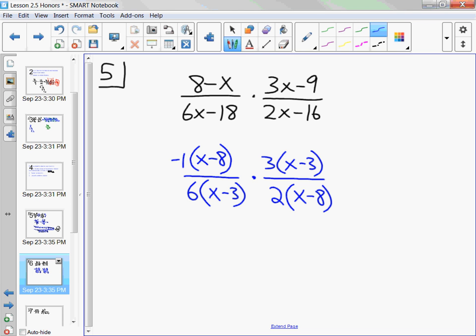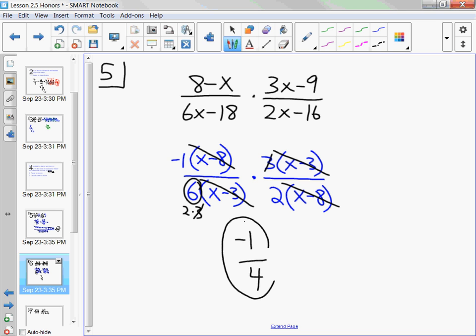It's a little trick in algebra that we're going to use quite a bit this year, actually, especially when we get to trigonometry. So what cancels out? Well, I can only cancel out factors. That's things multiplied by something else. So x minus 3's cancel out, and the x minus 8's cancel out. And also, this 6 right here can be written as 2 times 3, and those 3's will cancel out. So on the top, all I have left is that negative 1, and on the bottom I have a 2 times 2, which is 4. And that would be my answer.